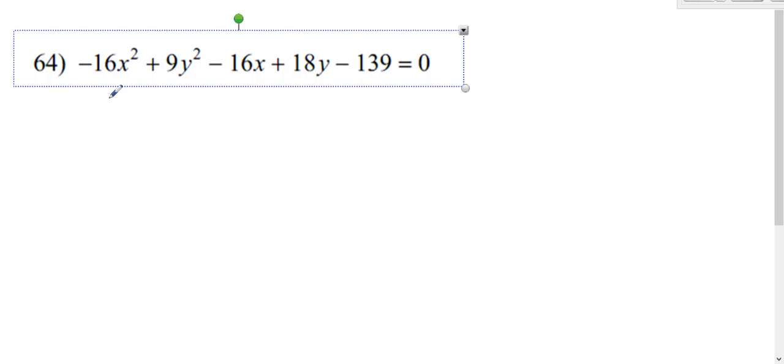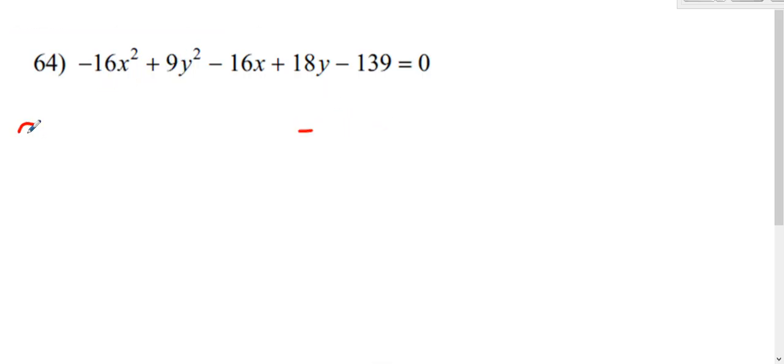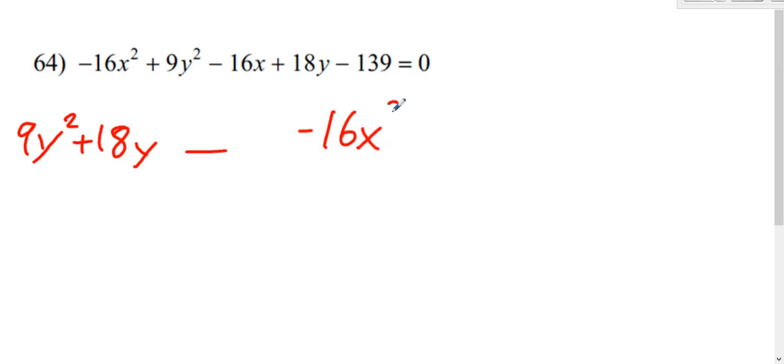Now we'll look at one more. This time, the negative 16x squared, positive 9y squared. So that is a hyperbola. And since the x squared is the negative, that's what's going to go second. You always start with the positive. So get it lined up, y squared, y, and a blank, and then minus 16x squared, minus 16x and a blank equals 139.